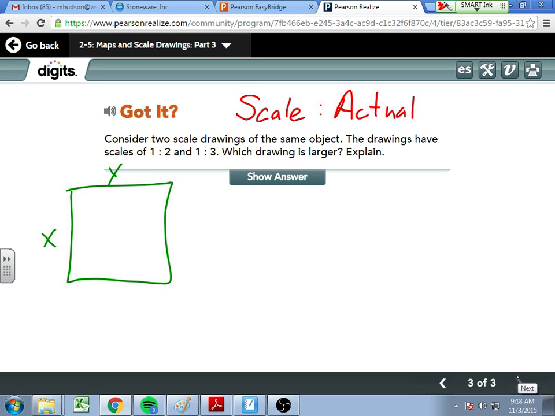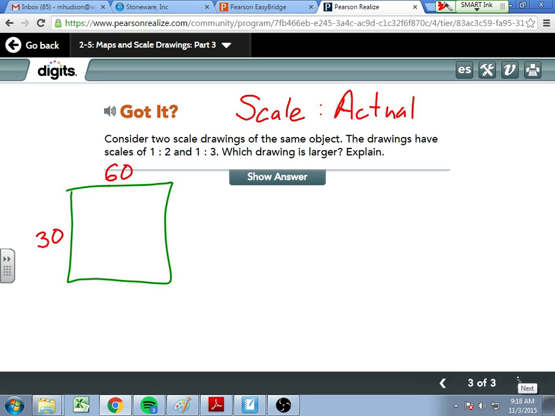Okay, so let's think about this. Normally when we give a scale, it's comparing the scale amount to the actual amount. So let's give some values. If my actual was, let's just say, 2 by 3. This is not drawn correct. Actually, let's get some bigger values. Let's say 30 by 60. Those are both multiples of 2 and 3, so that'll work out easier.